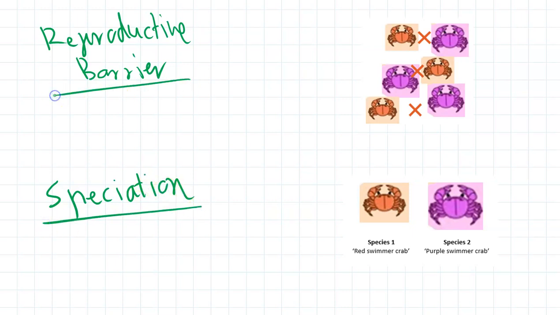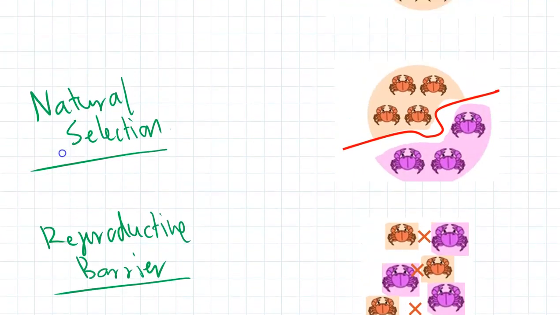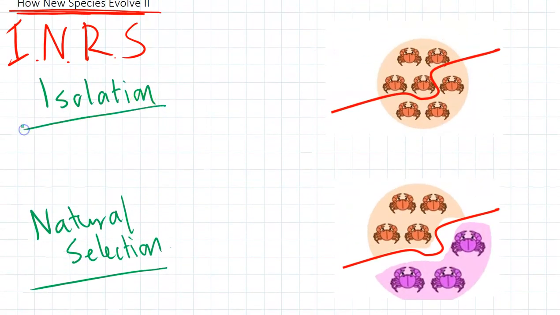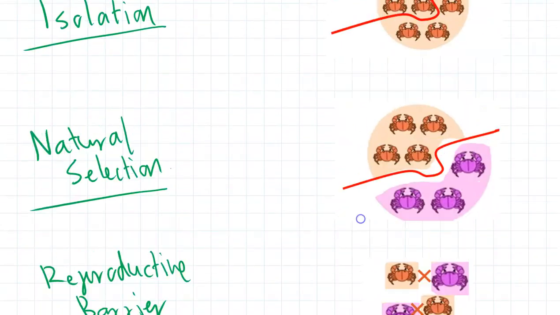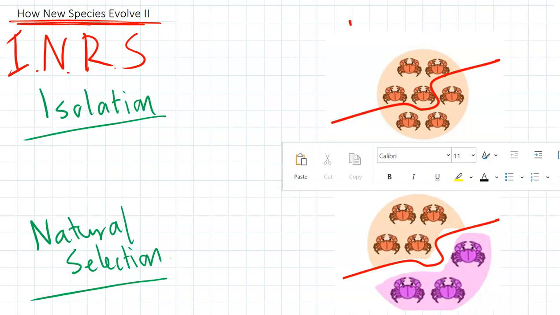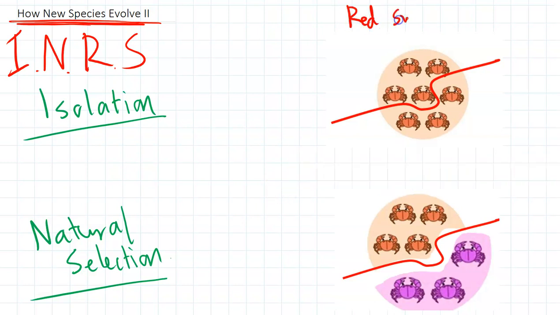So we're going to look in more detail about each of these steps now, with an example here of this crab population. So this population here, they're called the red swimmer crab. Well, that's the name of the species anyway. So the first step in a new species evolving is isolation. We already know that. And I used the example last time of a river flowing and flooding between different groups of the population, and that splits the population in half.